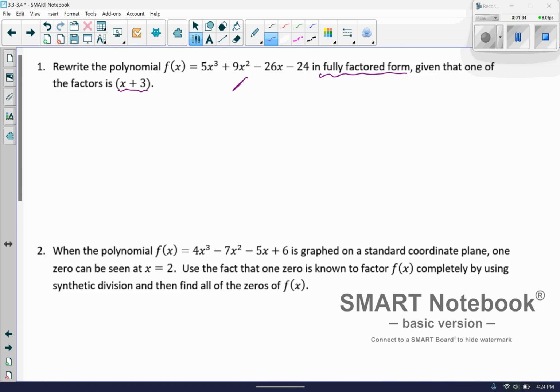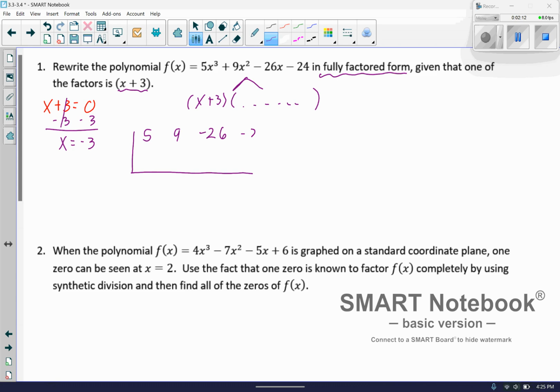So what that means is that this is going to split into an x plus 3 times, I've got to figure that out. What we're going to do is use synthetic division. I take the given factor, and to use synthetic division, I have to set it equal to 0 and solve. That gives me the number to help me complete the synthetic division process. So here we go. I'm going to make my half rectangle, and put the coefficients from the polynomial up here: 5, 9, negative 26, and negative 24. I should get a remainder of 0 when I use negative 3 as that number.